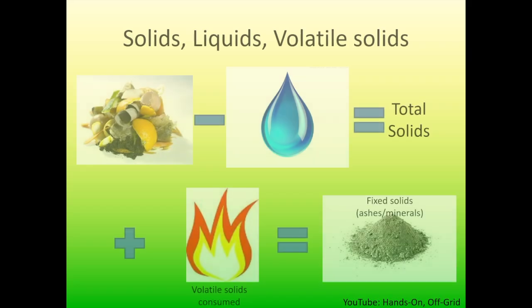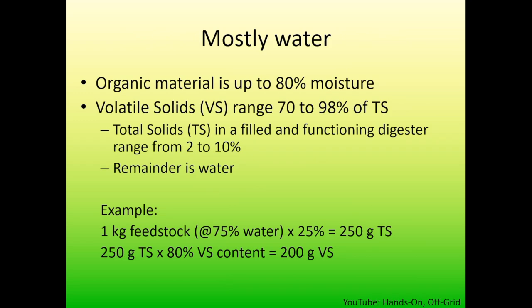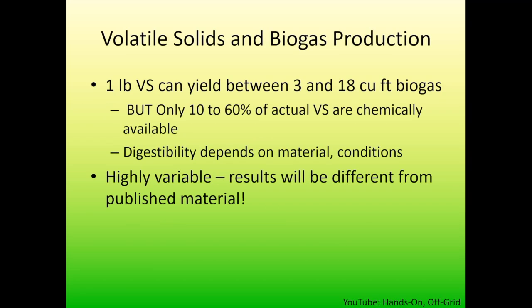There's a relatively small amount of useful volatile solids in feedstocks. Most of your digester volume will be taken up by water. This means that a large digester volume is required for moderate gas production. Not all volatile solids are chemically available. This means that ultimately the biogas you produce will vary based on the specific ingredients in your recipe.